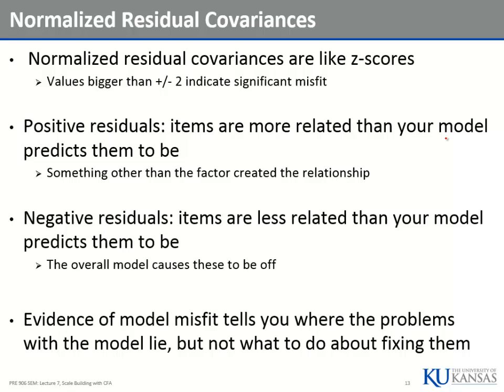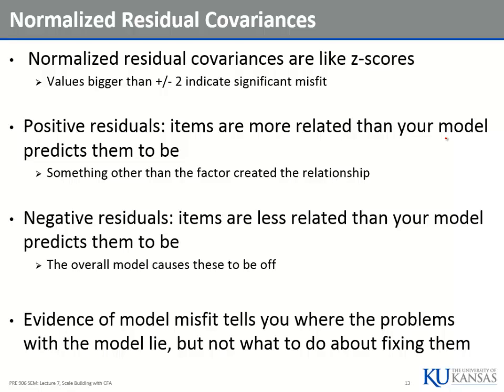If you have a residual that's positive, right, that indicates that items are more related than your model expects or predicts them to be. Right? So something other than that factor is creating that relationship. If the model was right, this gambling factor would be the thing describing the relationship between these two items, and only it. But if we're too low on describing it, it's like gambling and other things are happening.